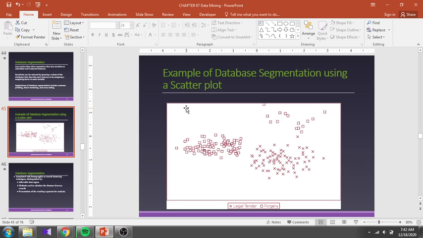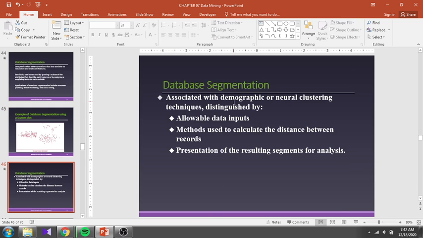Okay, this one doesn't have a chart or graph. Move to this one: database segmentation associated with demographic or neural clustering technique, distinguished by allowable data input. Method used to calculate the distance between a record and presentation of the resulting segment for analysis. You want to see differences between the units.